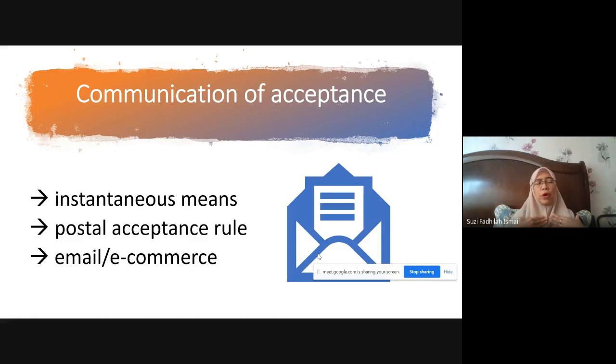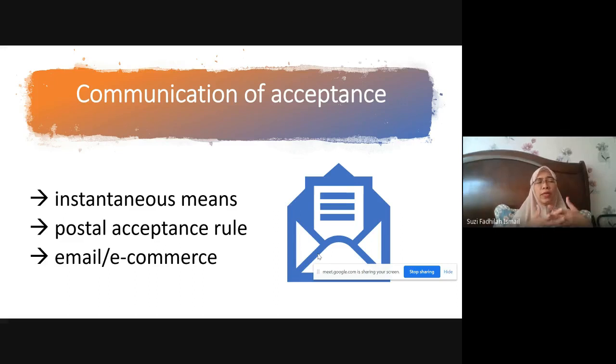That means the offeror makes the offer to the offeree instantaneously and asks for an instantaneous response as well. Then there is another rule that we are going to learn today. Even though maybe nowadays it's not that significant, the rule stands as it is. It is still good law today: the postal acceptance rule. Because the rule is quite unique, we have to learn it. And then we are also going to discuss email and other rules pertaining to e-commerce.